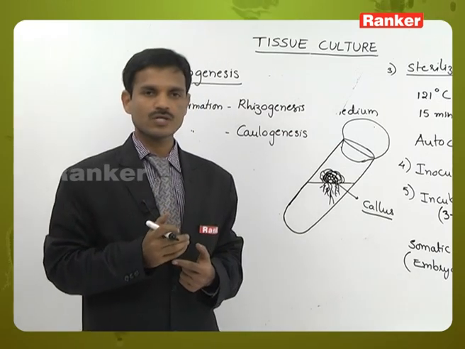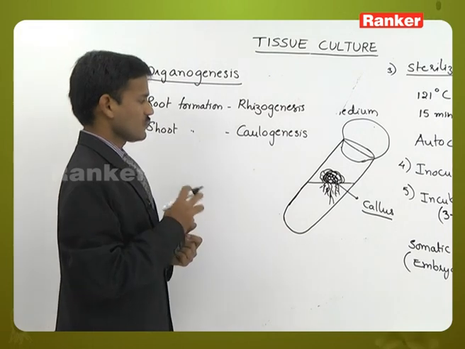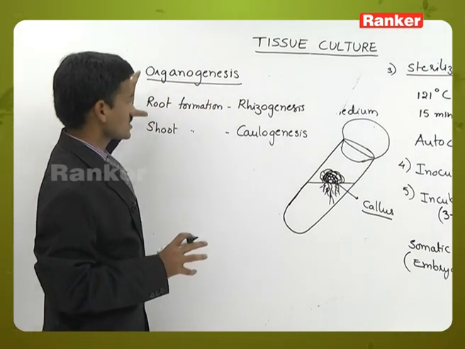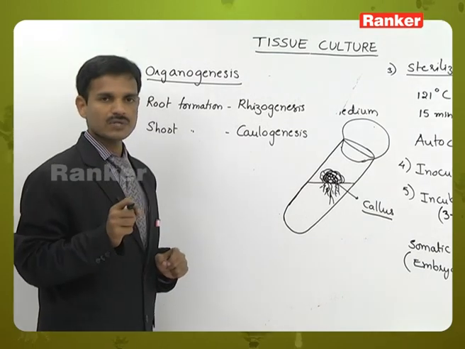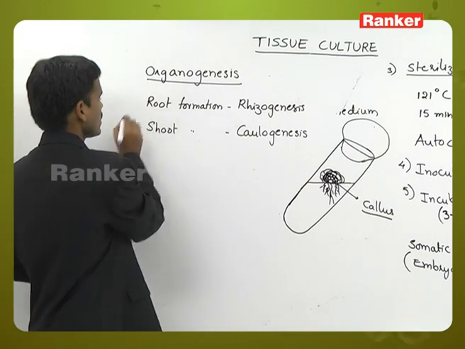After the shoot formation, it produces the leaves, fruits, so all the parts also. So, this root and shoot formation is called organogenesis. The organogenesis depends on the auxin and cytokinin concentration.